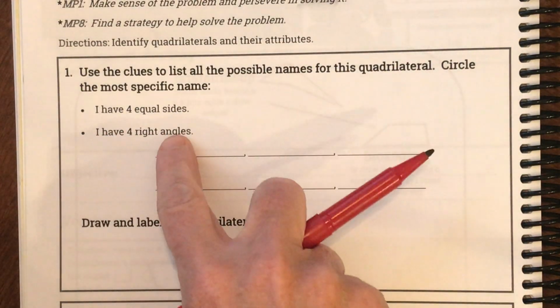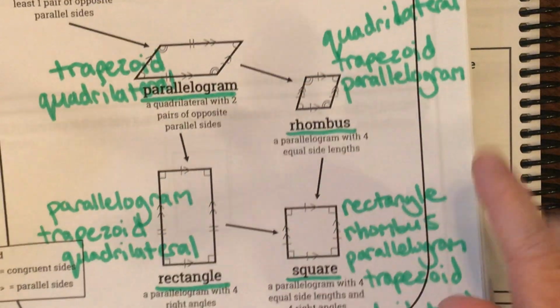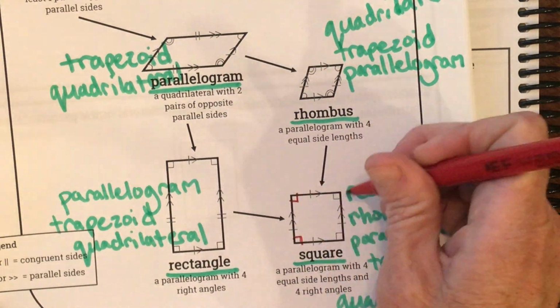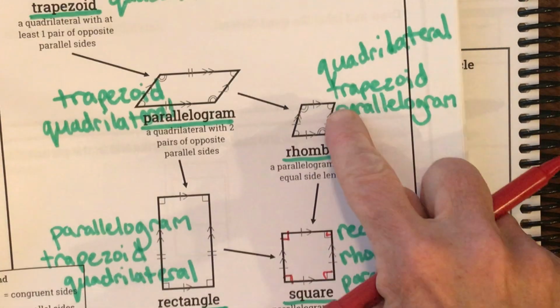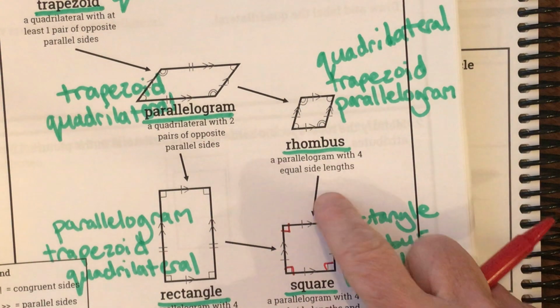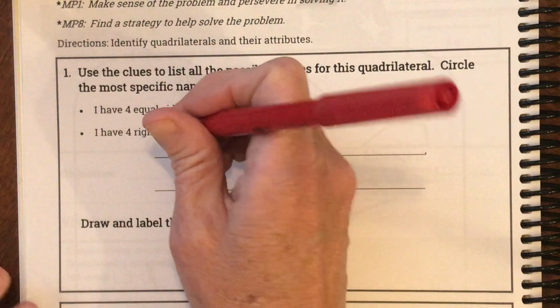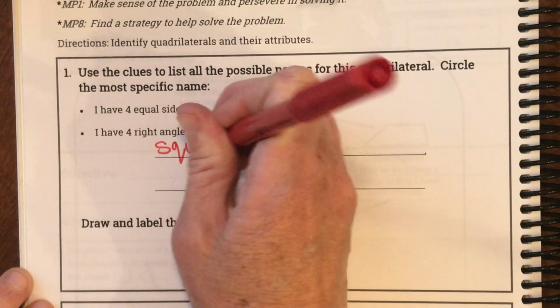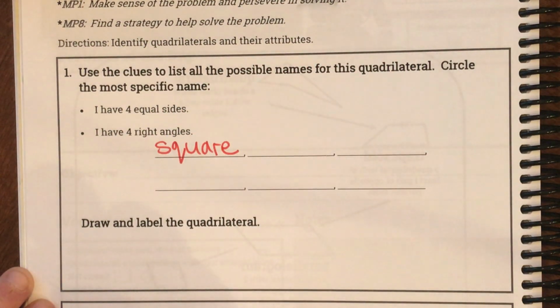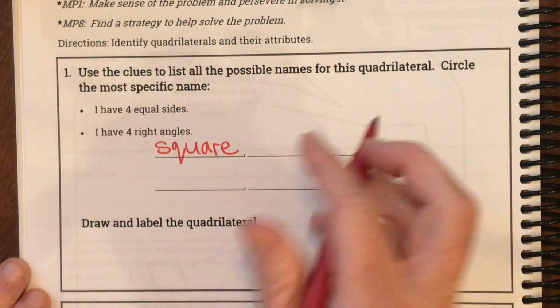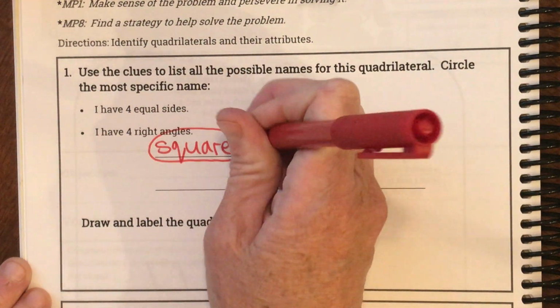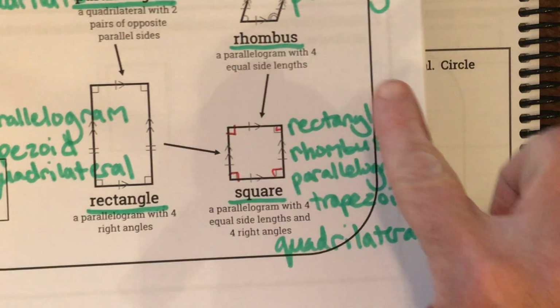And then it says I have 4 right angles. Ooh, the square has right angles, but this one doesn't have right angles. Right angles are the perfect squares. So my shape must be a square. But then it says they want me to list all the possible names. What else could a square be called? Well, I just wrote those all down here.